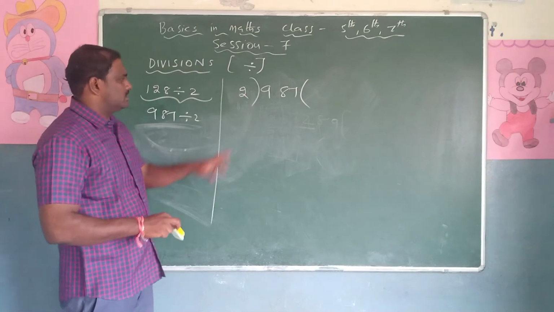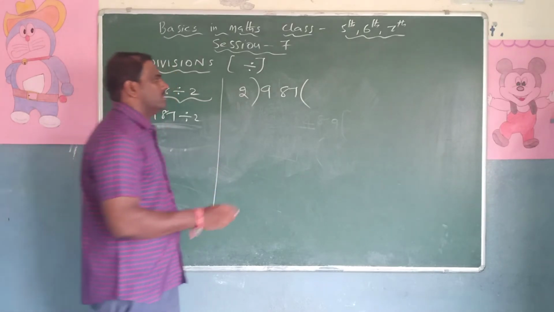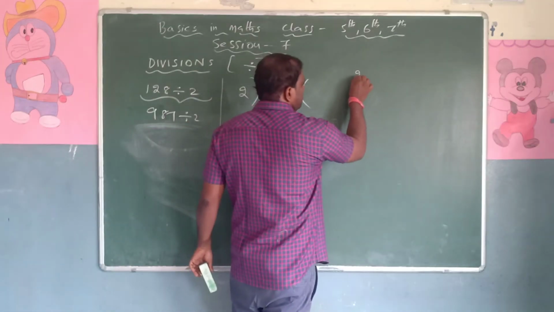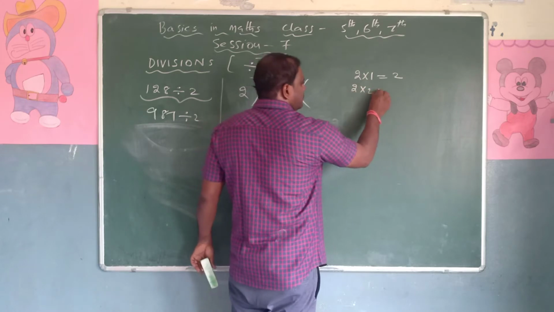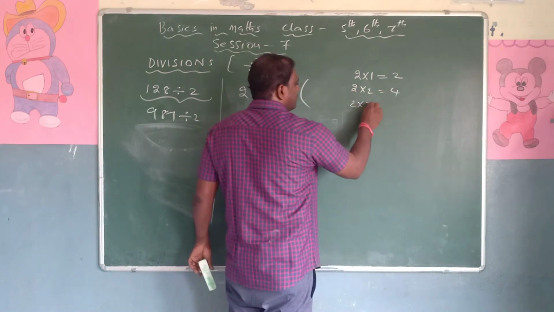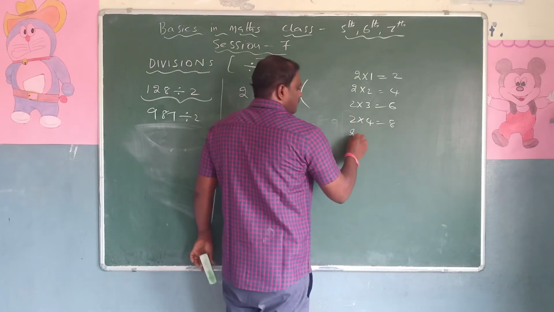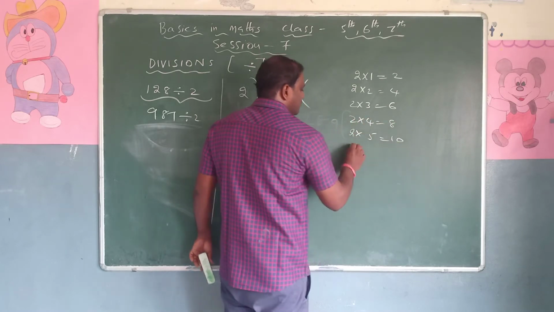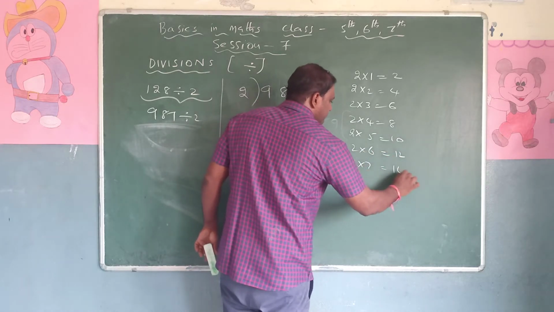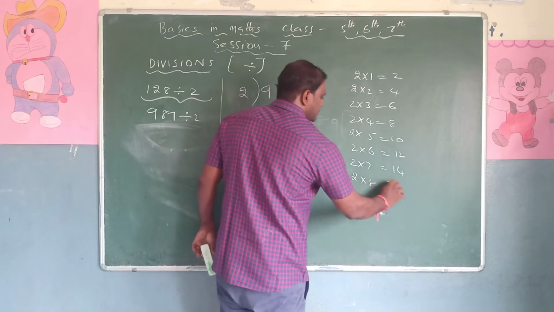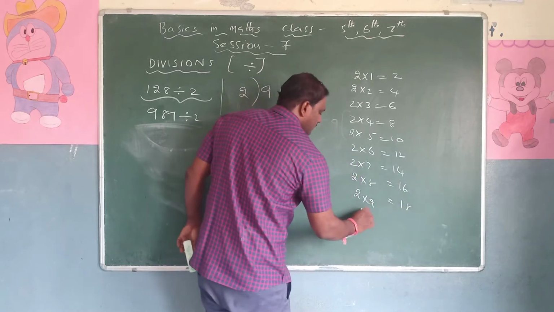Now, first, 2. By which number are we going to divide? 2 tables. So first, it is better to write the 2 multiplication table. First you have to write it. 2 ones are 2, 2 twos are 4, 2 threes are 6, 2 fours are 8, 2 fives are 10, 2 sixes are 12, 2 sevens are 14, 2 eights are 16, 2 nines are 18, and 2 tens are 20.